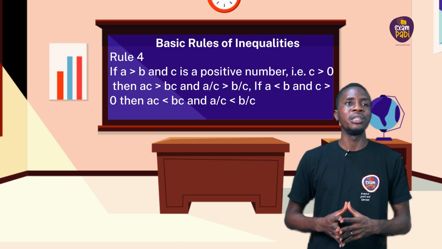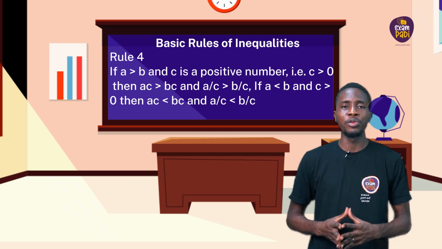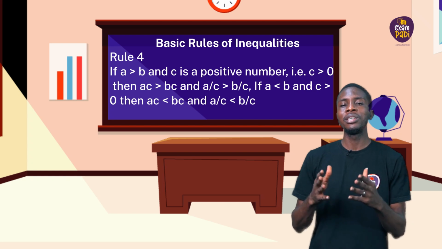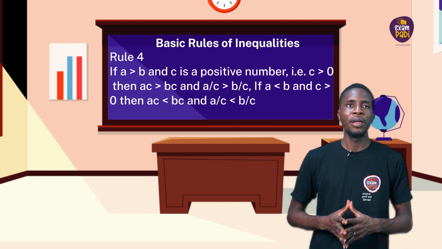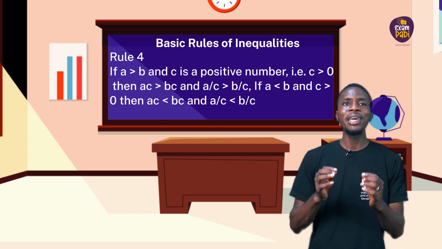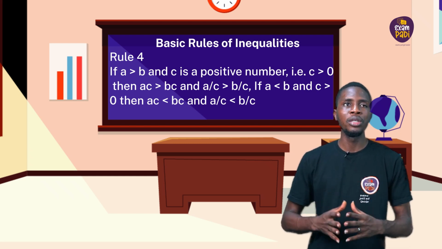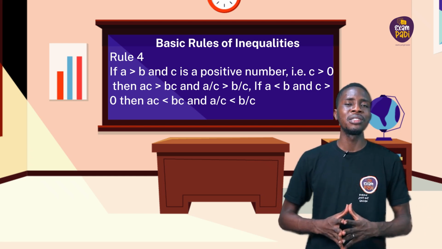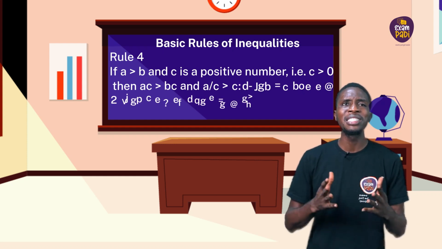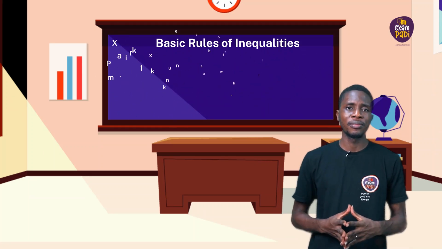Rule number 4. If A is greater than B and C is a positive number, that is, C is greater than 0, then AC is greater than BC and A over C is greater than B over C. If A is less than B and C is greater than 0, then AC is less than BC and A over C is less than B over C. What this simply means is both sides of an inequality can be multiplied or divided by the same positive number without changing the sign of the inequality.